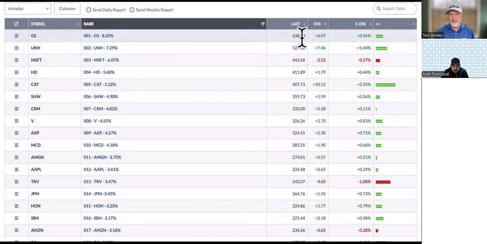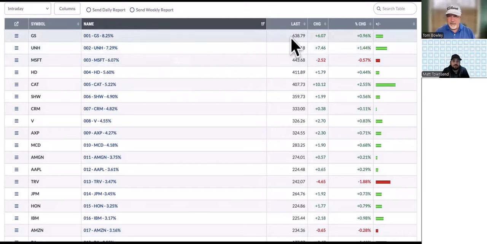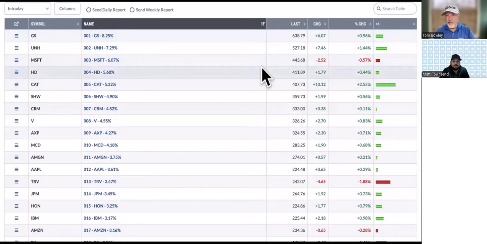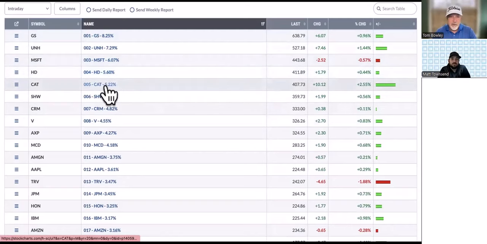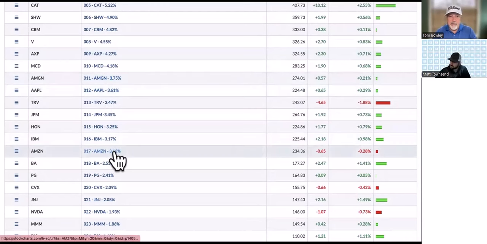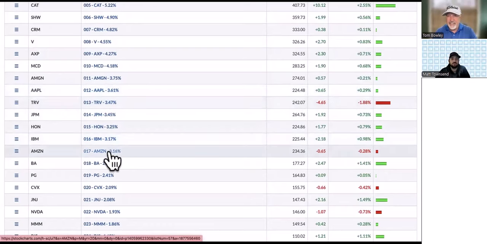Unlike the other indices where the weighting is based on the market cap, the Dow is a price weighted index. So you can see that the higher weighted stocks in the Dow are the ones that have the highest stock price, which is important if you didn't know that, because the Dow is obviously going to be carried by Goldman Sachs and United Health, Microsoft, Home Depot, Caterpillar, and Sherwin-Williams. You might think that it's Apple or Amazon because they have the highest market caps, but it's not. Apple is 12th in terms of the weighting in the Dow, and Amazon 17th.